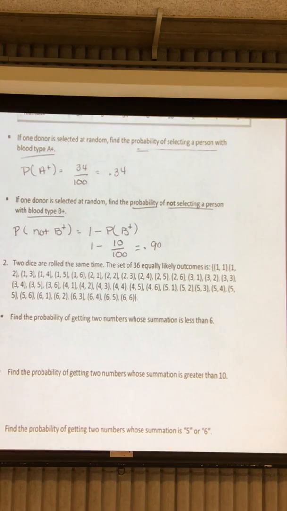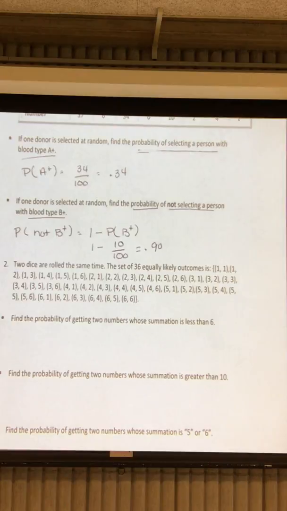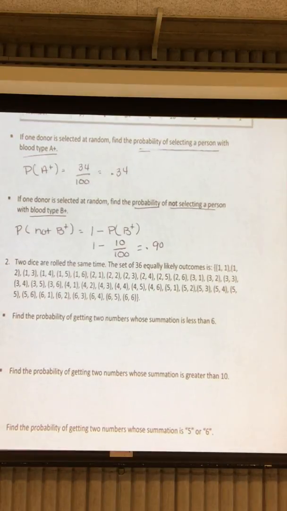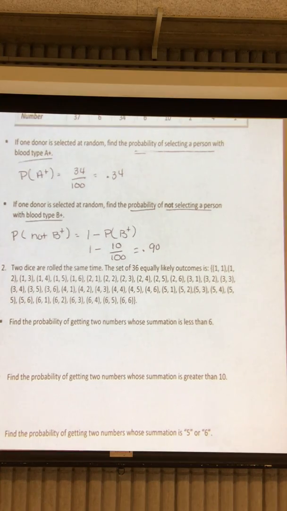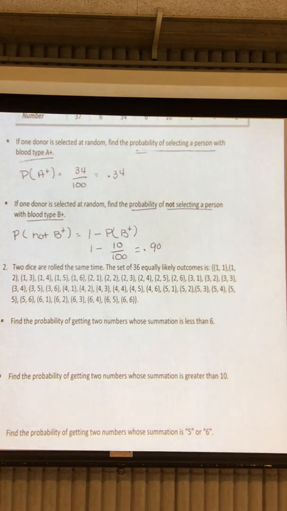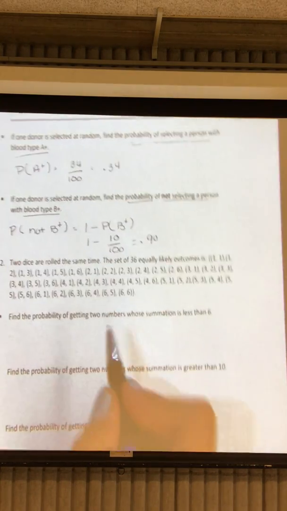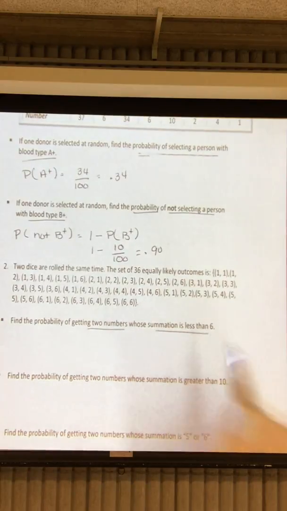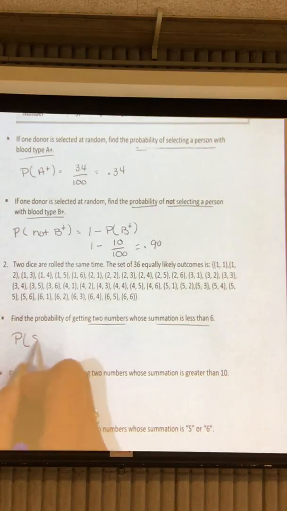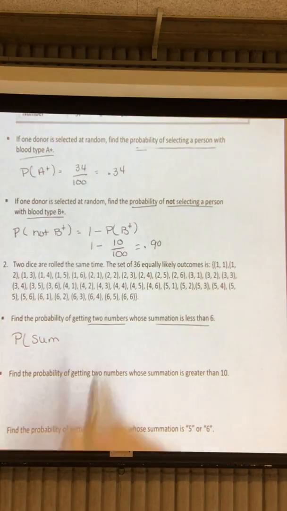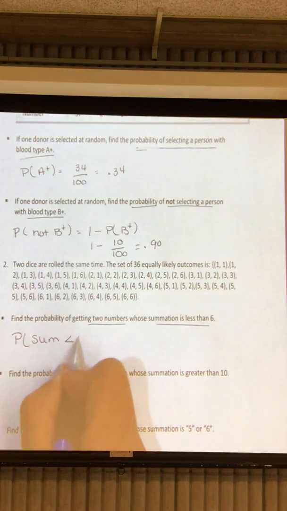Problem number 2, you have a dice problem. So here 2 dice are rolled at the same time. The set of 36 equally likely outcomes are given in the sample space below. Find the probability of getting 2 numbers whose summation is less than 6. So the probability of getting 2 dice whose summation is less than 6.